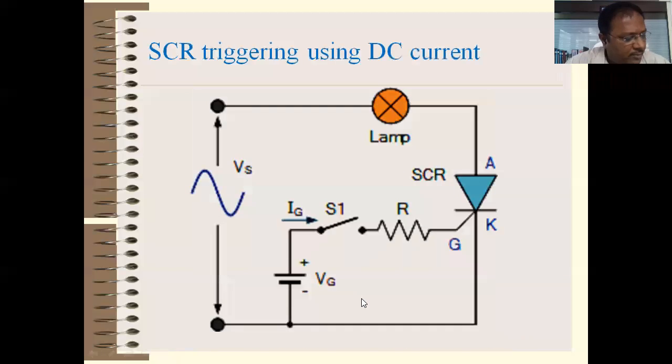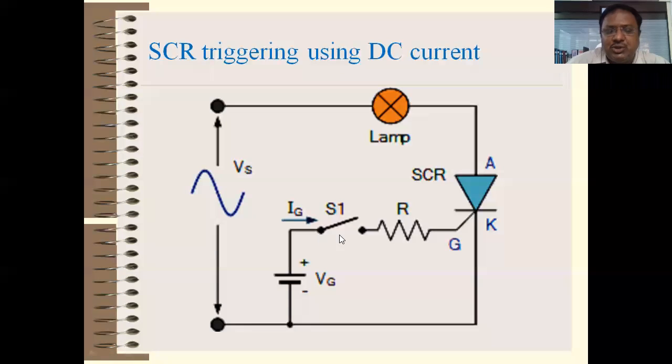Now the next one is another triggering method, SCR triggering using DC current. This is one of the most important techniques normally used, but this is not actually a good method. What exactly that means we will see later on, but first see this circuit, right? This is an SCR. There will be one switch, and direct DC voltage is applied to the gate of the SCR. Okay, so the continuous AC voltage is applied between anode and cathode, right?